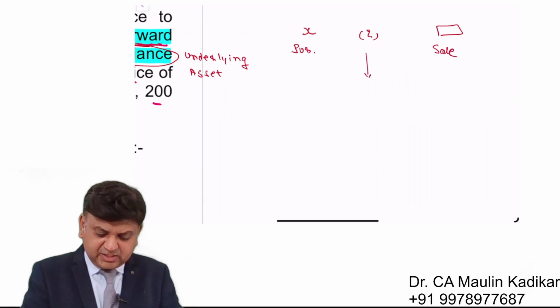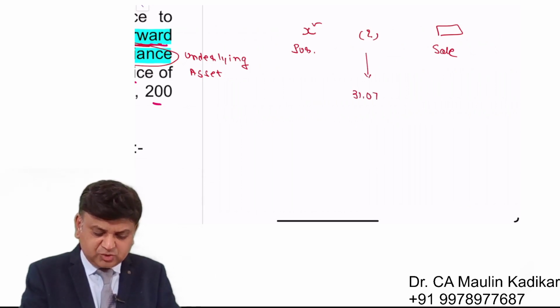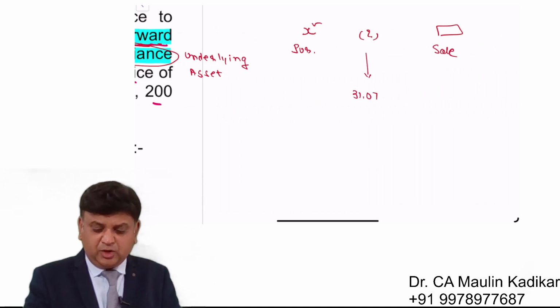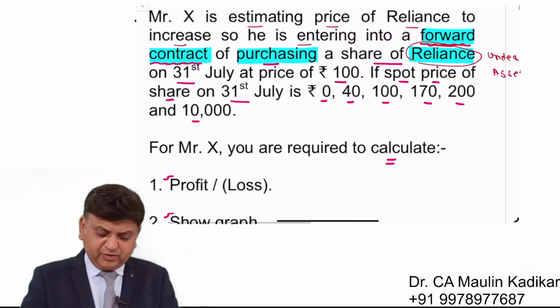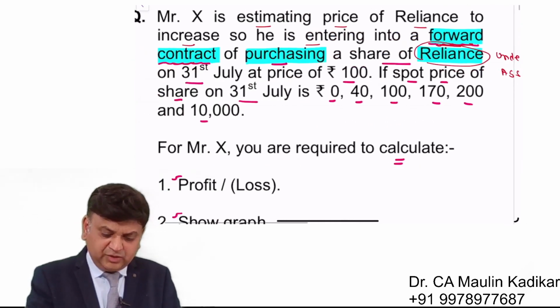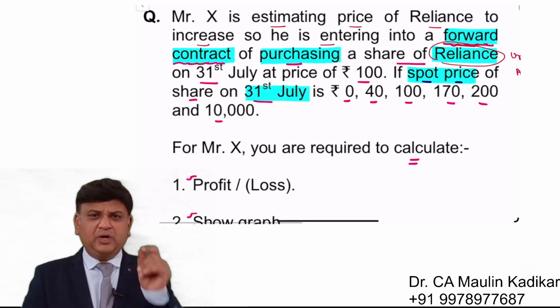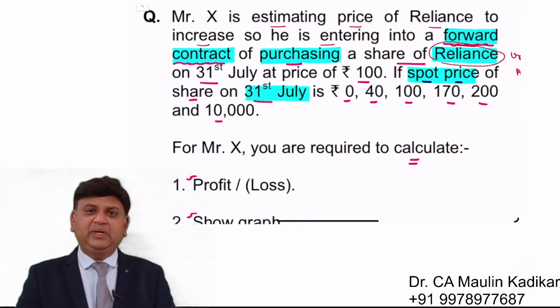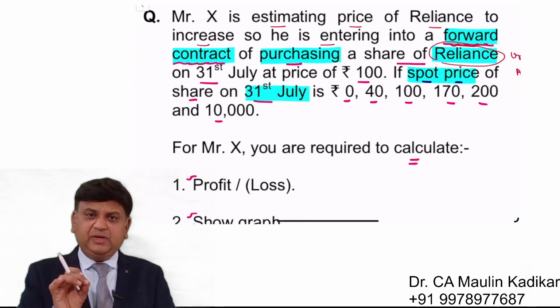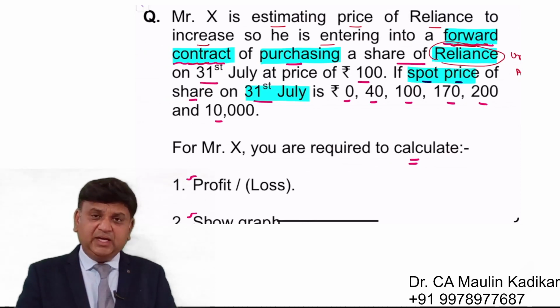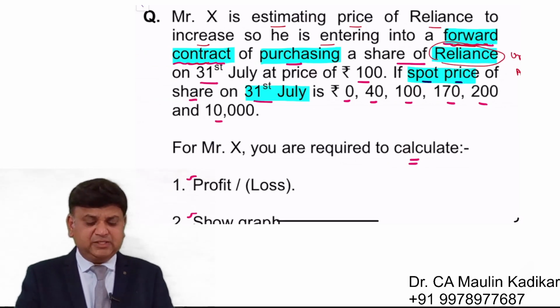The transaction is entered upon for 31st of July, in which Mr. X is going to buy and so the opposite party is going to sell. The question is providing the information that on 31st of July, the spot price of the security is provided to us. The term spot price or the cash market price means the price which is prevailing on that specific date is considered to be the spot price or say the cash market price.